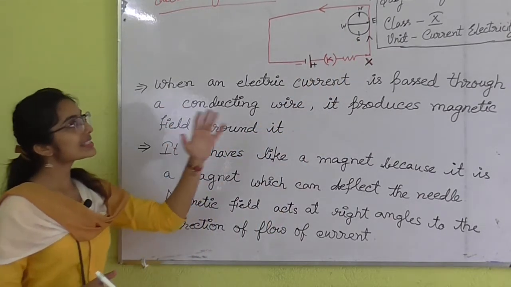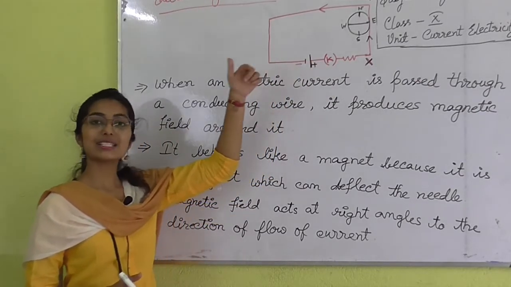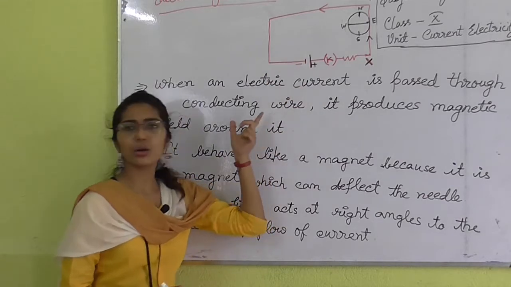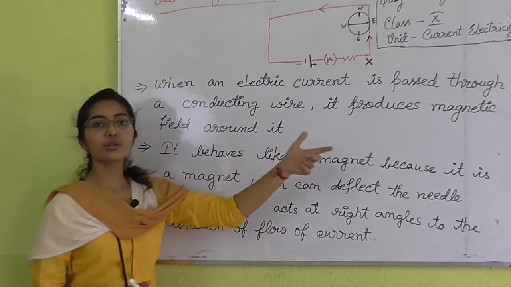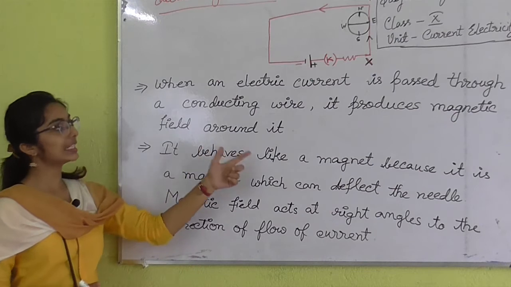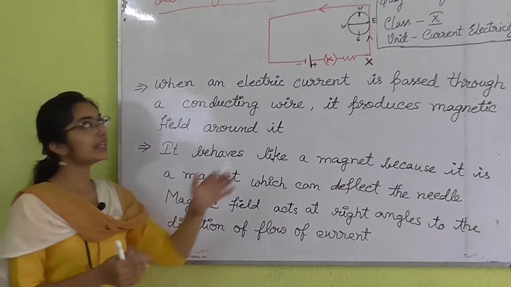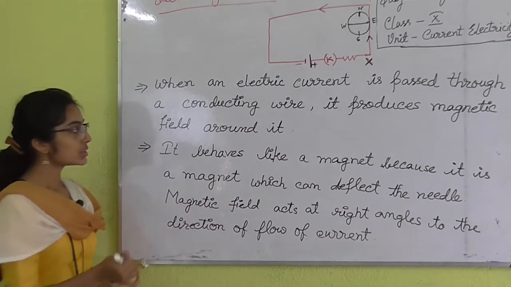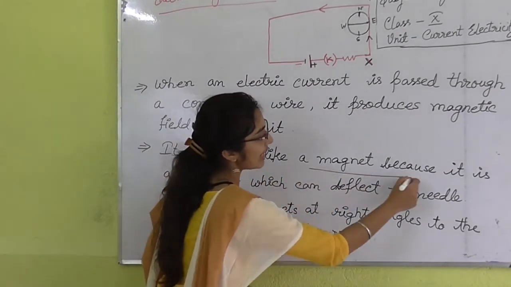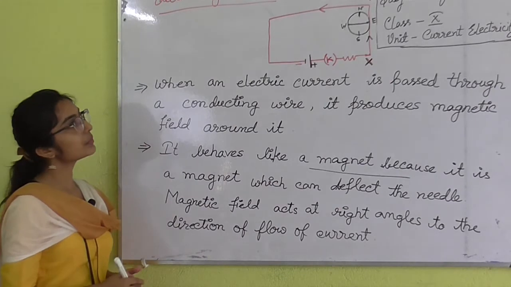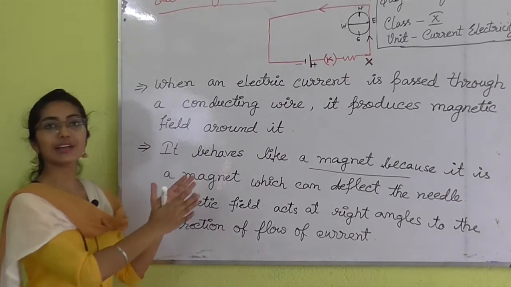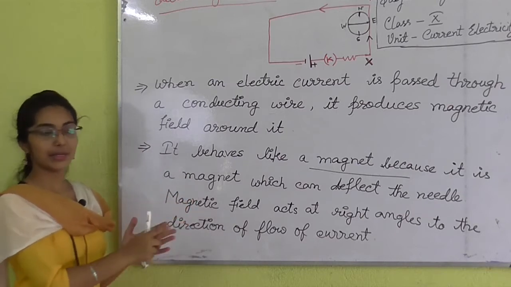Actually what is happening is that whenever there is current passing through the conducting wire, it produces a magnetic field around it. This conducting wire is behaving like a magnet. This is the main thing: the magnetic field is generated because the conducting wire is behaving like a magnet, and that's why the deflection of the other magnetic needle happens.